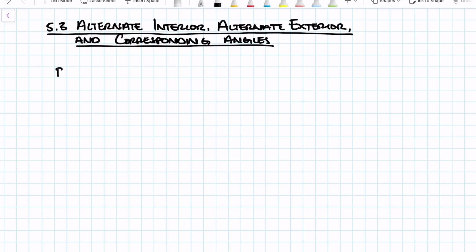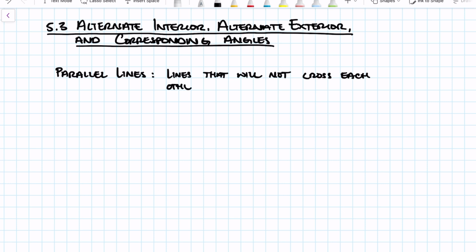The first one is the word parallel. And let's make it parallel lines. And these, by definition, are lines that will not cross each other. In parentheses, I'm going to put the word intersect, because that is something that we've learned already. So let's put it this way.